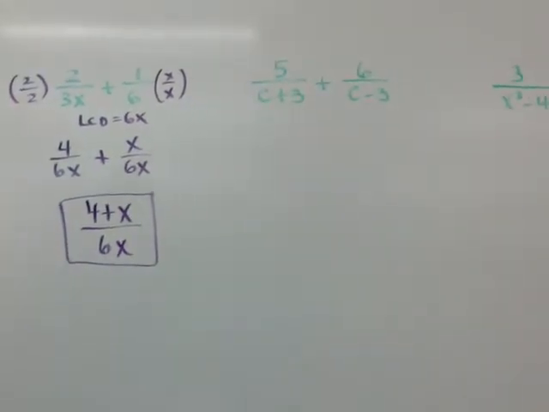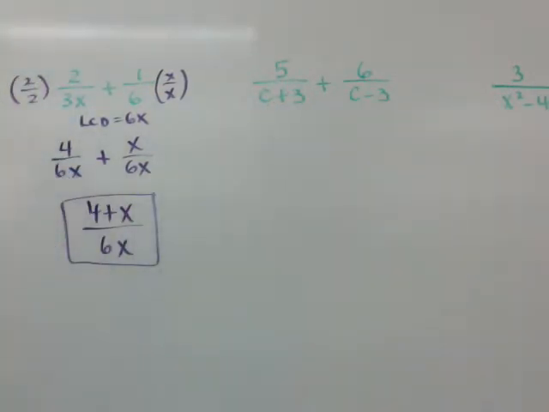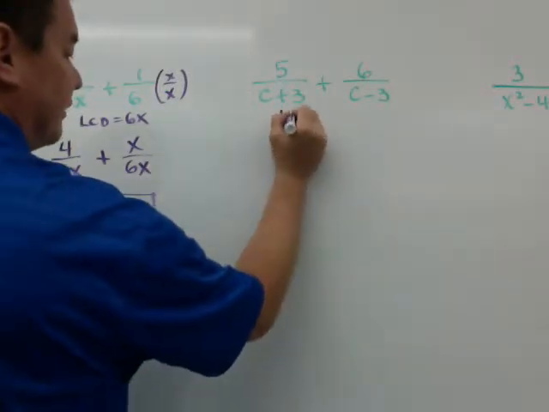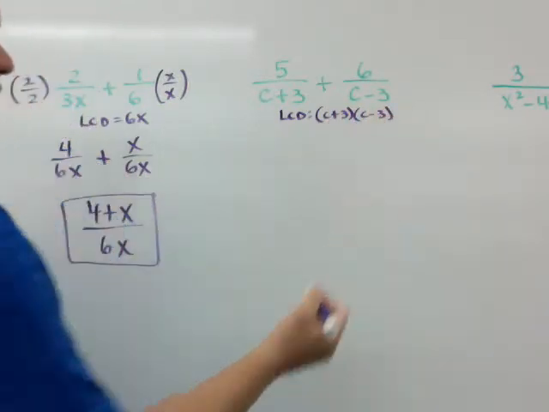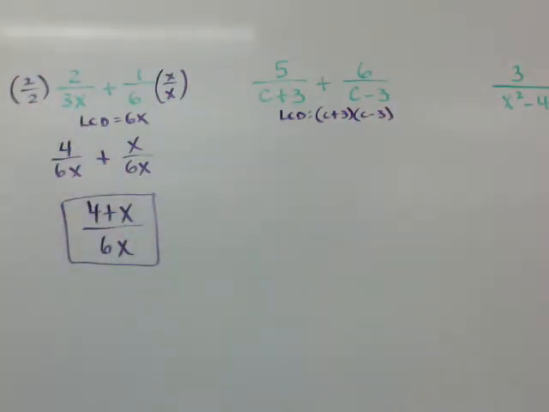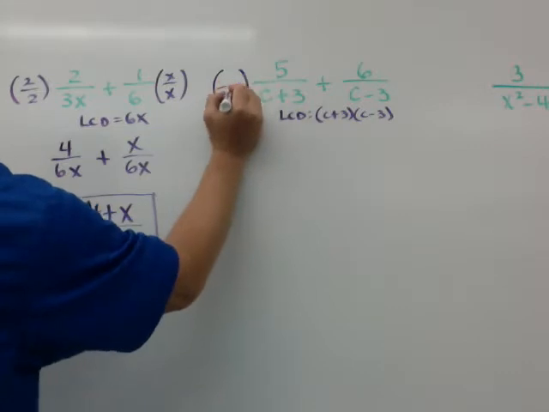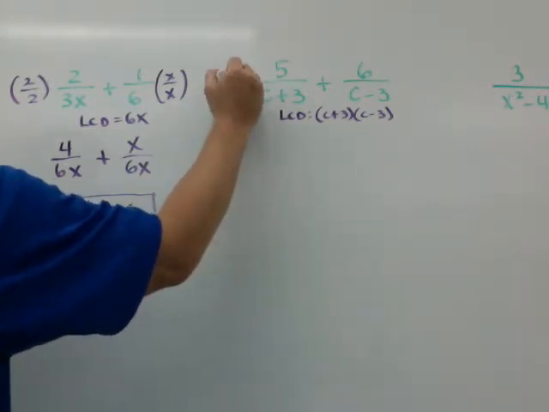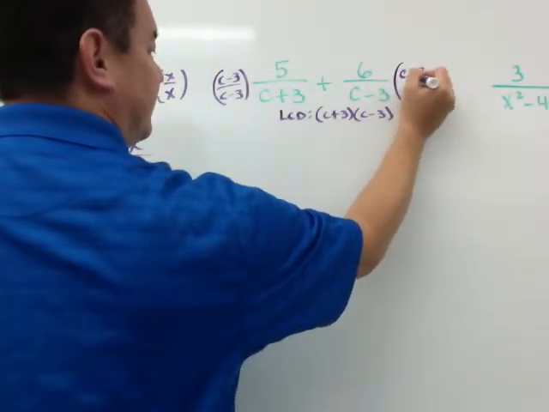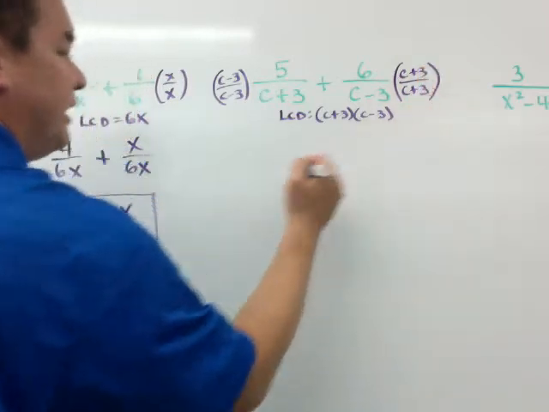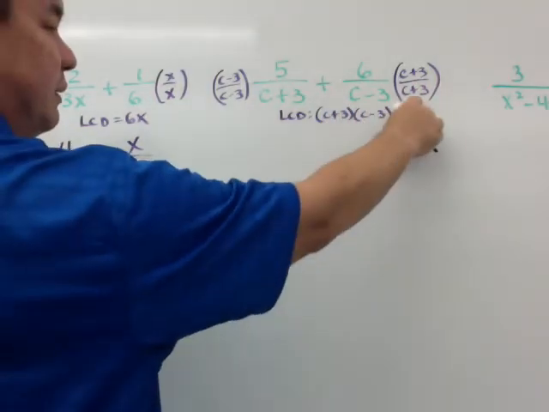Okay, here's another one where I need to find the LCD. So if I have a c plus 3 here and a c minus 3 here, my LCD, or least common denominator, is going to be c plus 3 times c minus 3. You just multiply the other fraction by the other denominator. So on this one, I would have to multiply by c minus 3, I don't know if that shows up. And this one would have to be c plus 3 over c plus 3. And now you can see my common denominator is going to be c minus 3 times c plus 3, and c minus 3 times c plus 3, which is what I want.